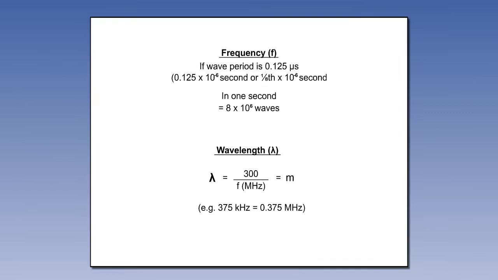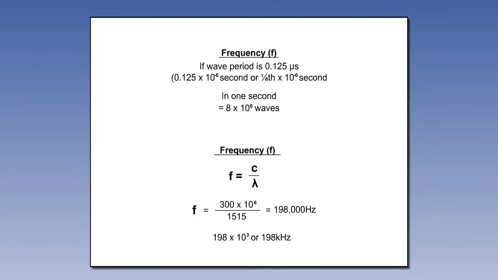The formula for wavelength is simplified to 300 divided by frequency in megahertz, giving an answer in meters. You may need to convert the data given from kilohertz or gigahertz into megahertz. Let's try one more, but this time we know the wavelength, 1,515 meters, and we want to find the frequency of the wave.